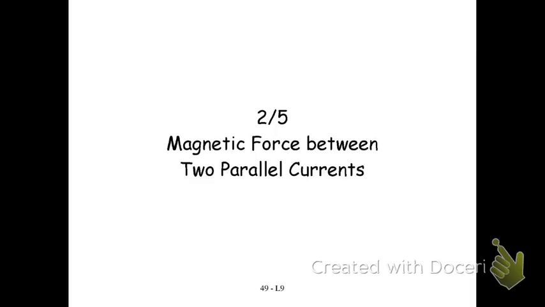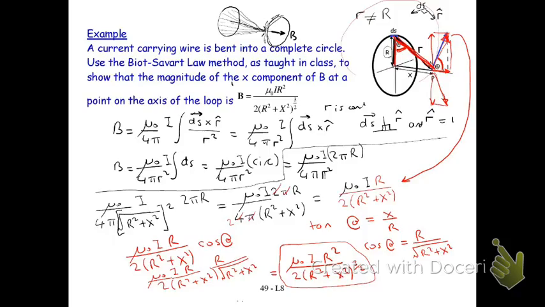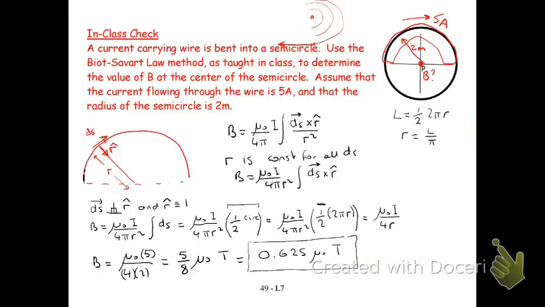Okay. Force between, but let's go back. But one of those for sure. 1/16 of a circle, quarter of a circle, something like that. That's fair game. You will get a Biot-Savart question.